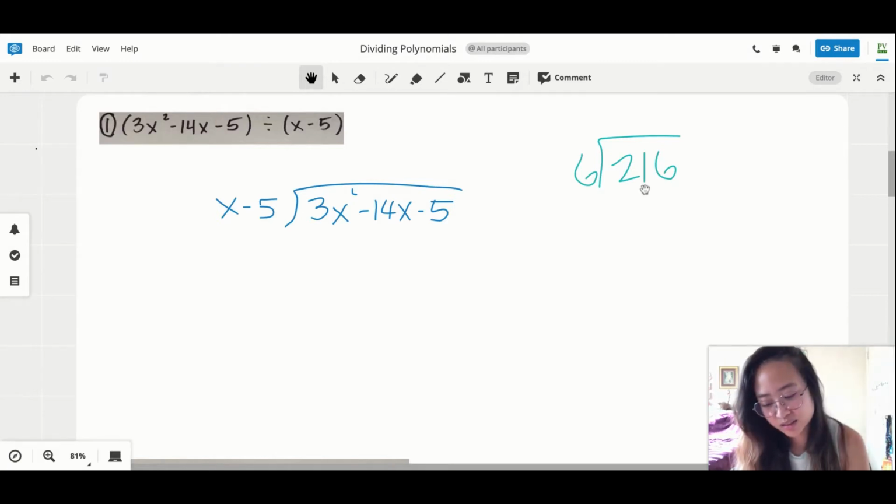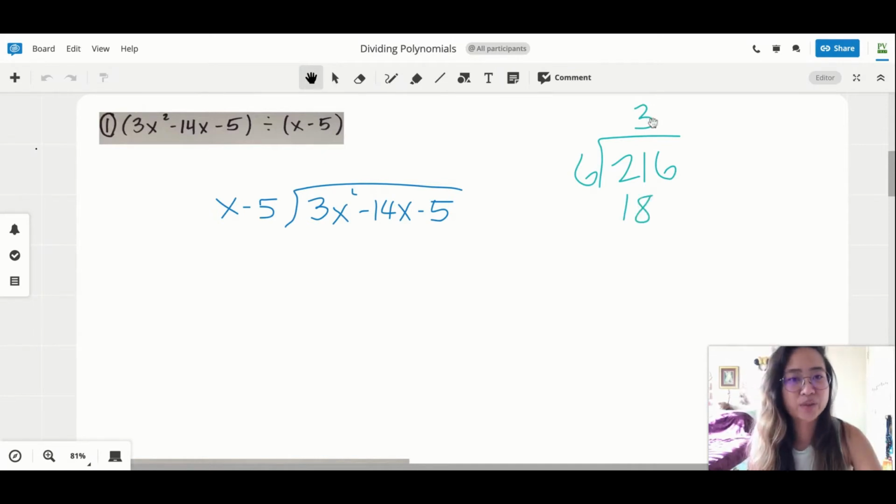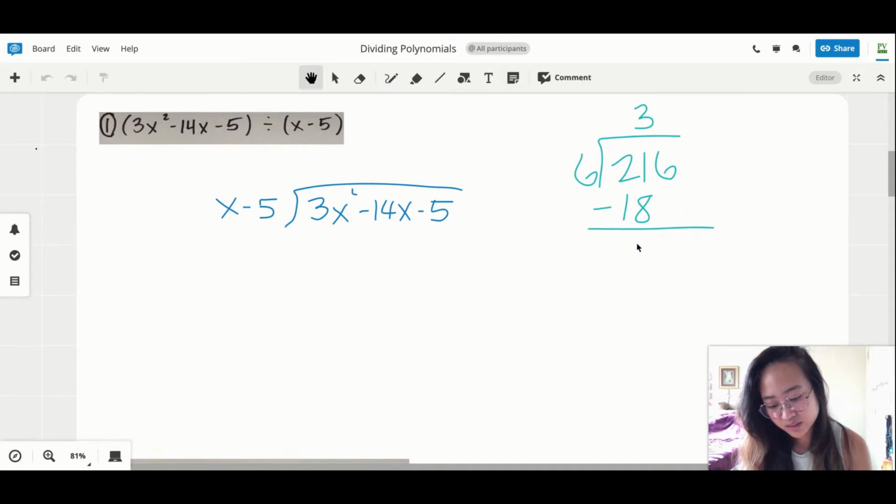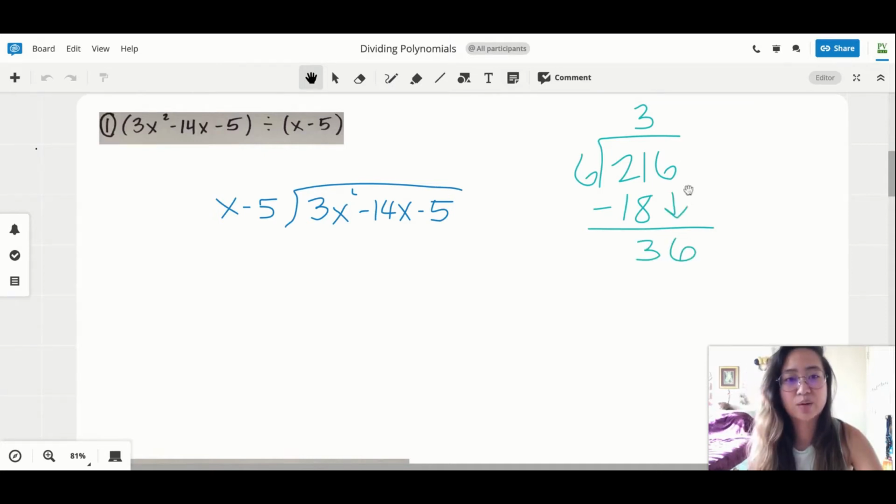And we know that it does 3 times. So after we put that number up here, we multiply them together, put that result underneath, subtract to get 3, and then we also bring down that outer number, or the number on the left, and now we ask ourselves, how many times does 6 go into 36? And we know that to be 6.